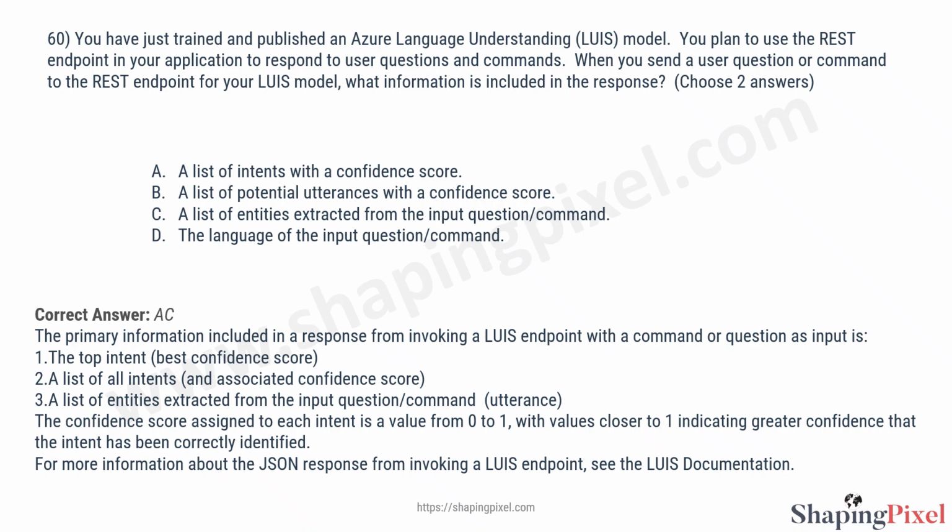The primary information included in a response from invoking a LUIS endpoint with a command or question as input is the top intent, a list of all intents, and a list of entities extracted from the input question command. The confidence score assigned to each intent is a value from 0 to 1, with values closer to 1 indicating greater confidence that the intent was being correctly identified. For more information about the JSON response from invoking a LUIS endpoint, see the LUIS document.